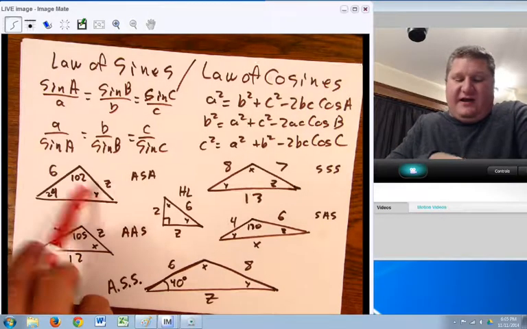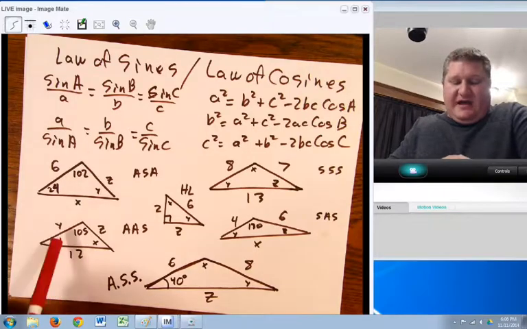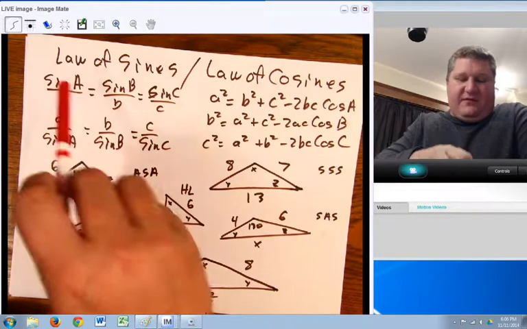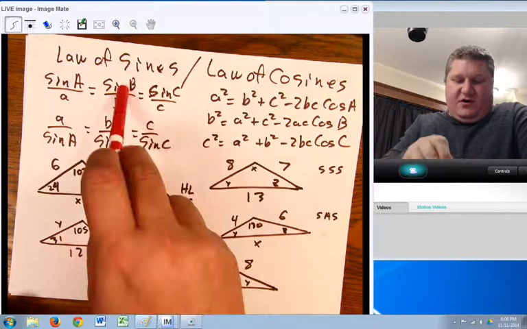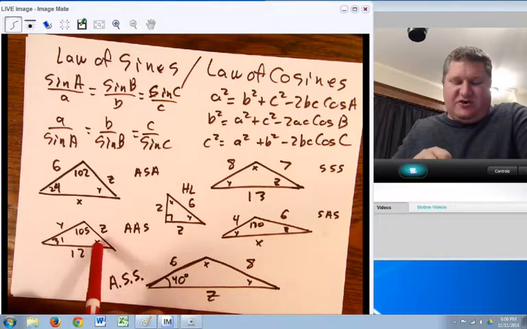Now I have a side and an angle across from a side. But down here, I have 105 and 12. They're already a pair. I have 31. All I have to do is find Z. And once I have that, I can find the third angle by a subtraction again.